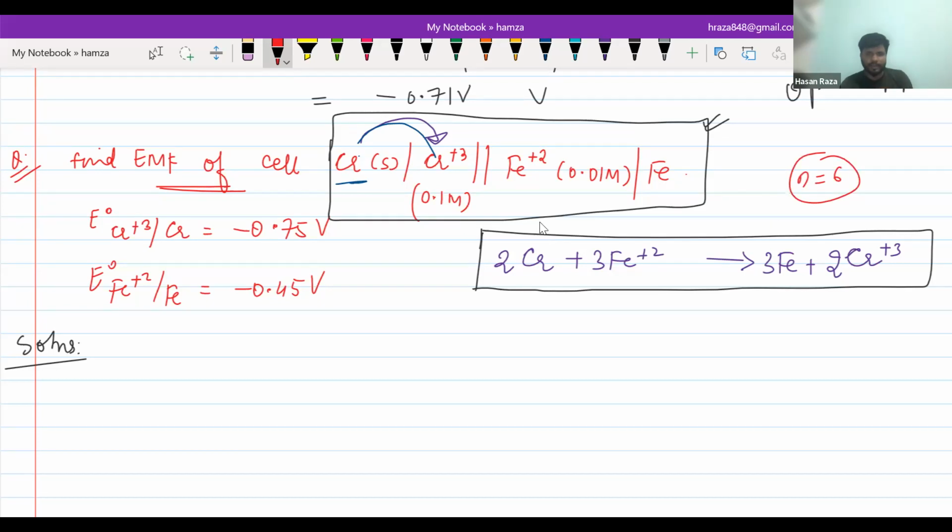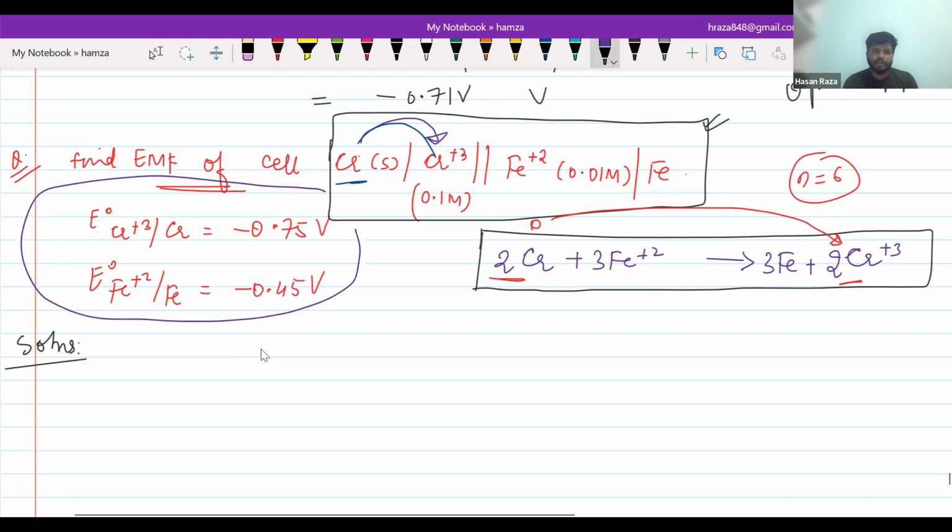6. n will be equal to 6 because here it is 0 and it is going to plus 3, and there are two atoms. For one atom it will be 3, but we are going to take two atoms. That's why the number of electrons will be 6. Now, can you calculate E naught cell? The value of E naught cell is equal to E naught cathode minus E naught anode.